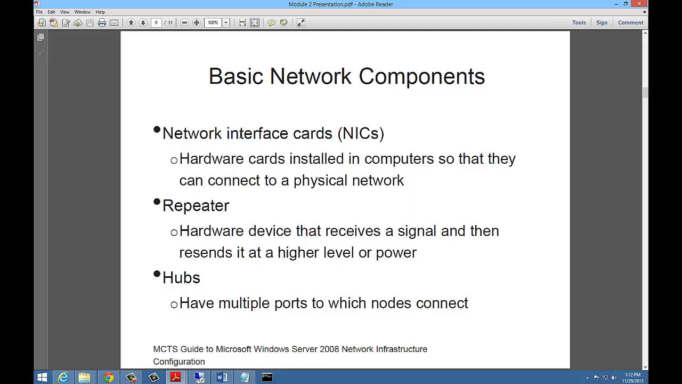Hubs have multiple ports to which nodes are connected. Hubs are not devices that we use so much anymore because they don't have any memory in them. A switch actually has some memory, which we'll talk about in a second. A hub tends to broadcast a lot of the traffic, so it makes the network run slower, but up until about 10 years ago, that was the most popular way of communicating.